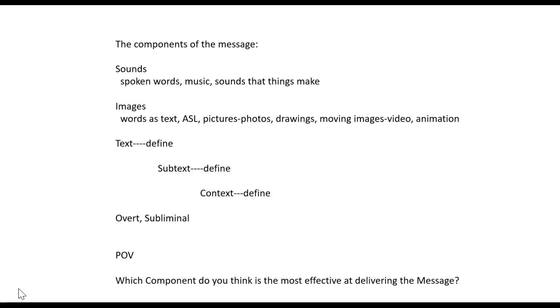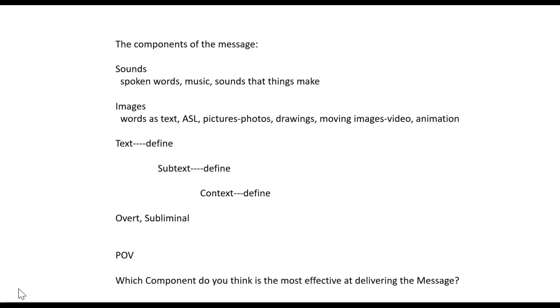But in terms of media communication, sounds are things like spoken words. Music is a very interesting kind of communication, isn't it? What does it operate on? What does it say, I mean, or communicate? Very interesting form of communication. Sounds that things make. Bang, bang, bang. Knock on the door. Clap my hands.